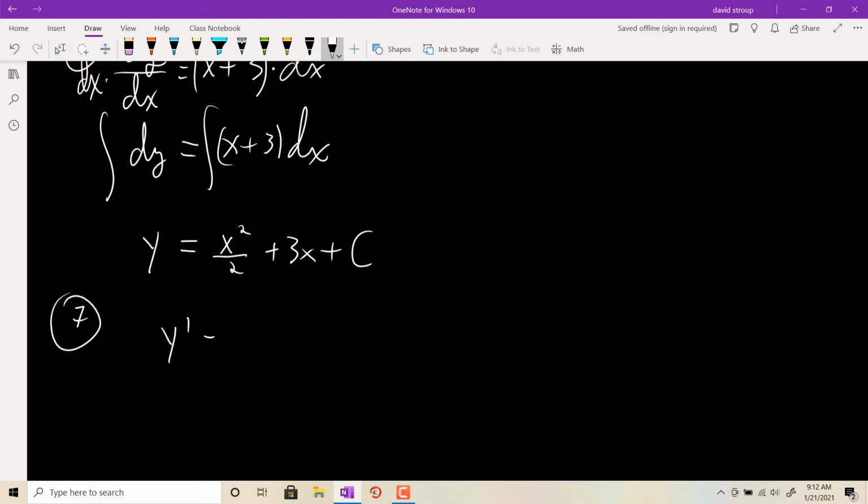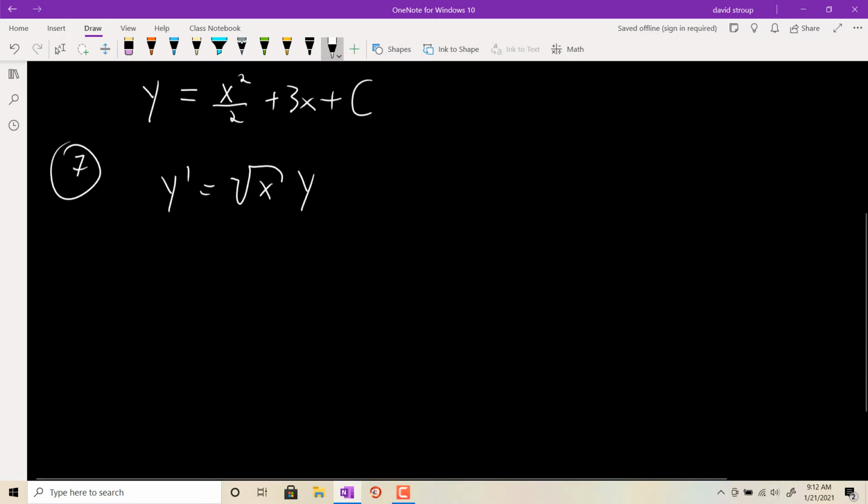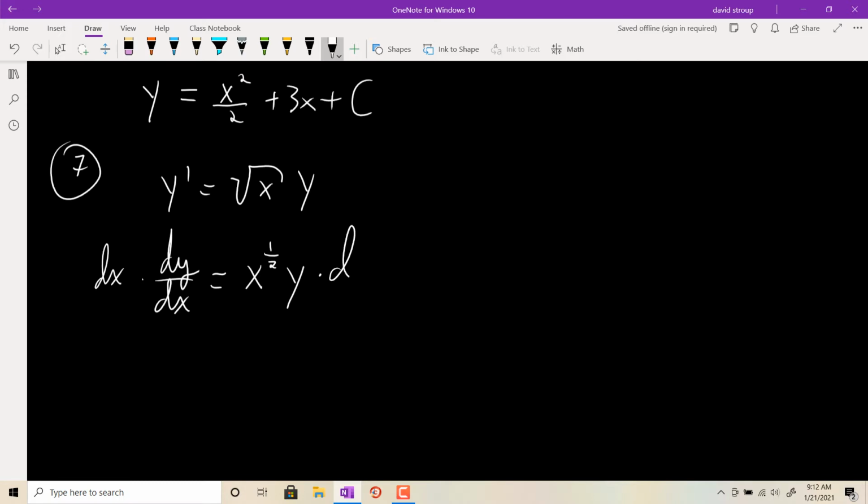y prime is equal to square root of x times y. So the deal is to get all the y stuff on one side, all the x stuff on the other. And y prime is the same as dy over dx. It's just a different notation for it. You could rewrite square root of x as x to the 1/2. So I'm going to multiply both sides by dx and then divide both sides by y.